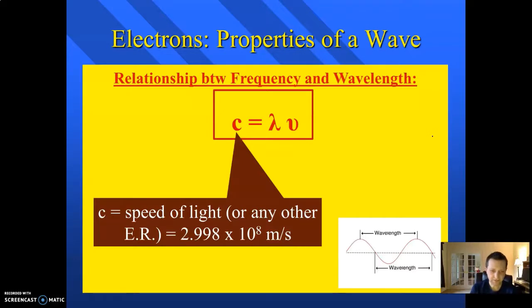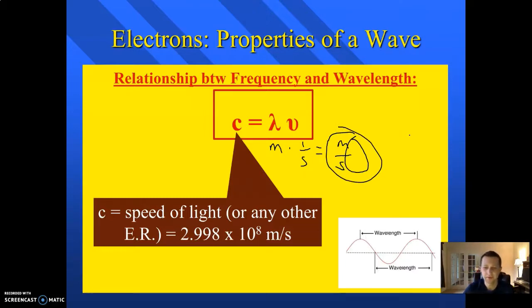Well, c stands for the speed of light, and that's 2.998, or usually just round up to 3 times 10 to the 8 meters per second. So this gives us the relationship between wavelength and frequency. If you notice, the units on c are meters per second. If you take lambda, which we said was in nanometers or angstroms, or another unit of length, which is meters, times frequency, which was 1 per second, and you do the math, you get meters per second.